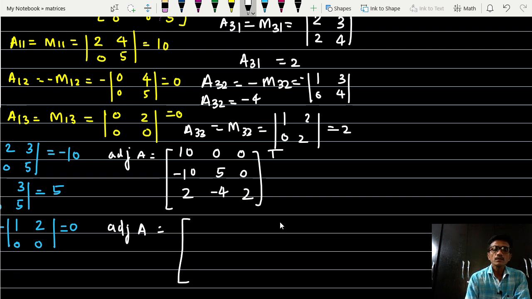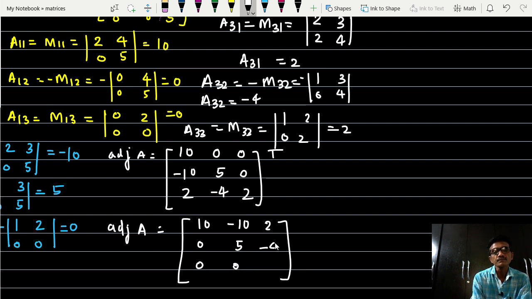matrix. We will find the transpose of this matrix, that is, interchanging rows and columns. So the first row will become the first column, the second row will become the second column, the third row will become the third column. This is the adjoint. Then we will write the inverse of matrix A. It is given by 1 upon determinant of A into adjoint of A.